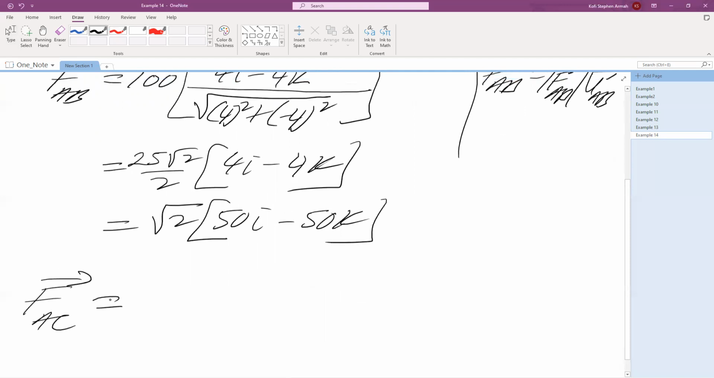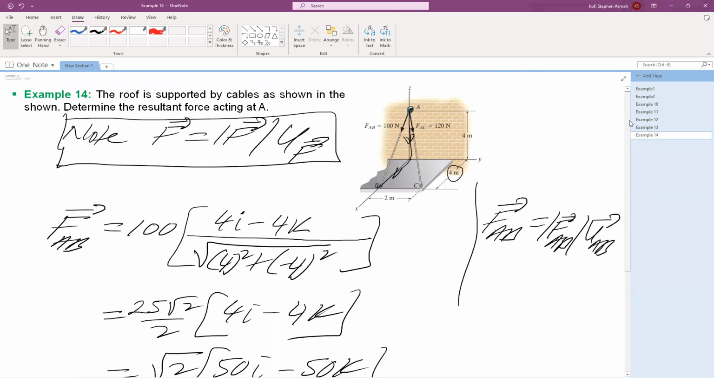They didn't say F1, F2. We are just using what is there. So FAC. So look at it. To go from A to C, once again, I'm going to come down, come this way, and then come that way. Or you can come down, go this way, and then go that way. So negative in the Z, positive in the Y, and positive in the X.